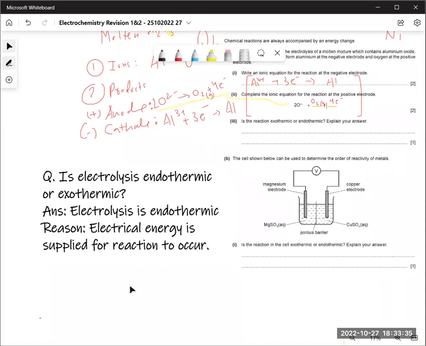Because you're giving something. If you give something and then the reaction happens, it is endothermic always. But if you don't give anything and you get something such as heat, then it is going to be exothermic, because exothermic releases heat and endothermic takes in heat. If you don't give it electricity or heat, the reaction will not take place. On the other hand, exothermic occurs on its own and it gives you heat.